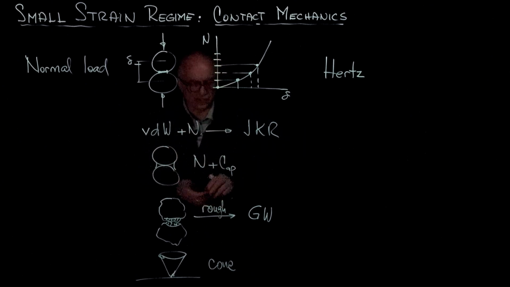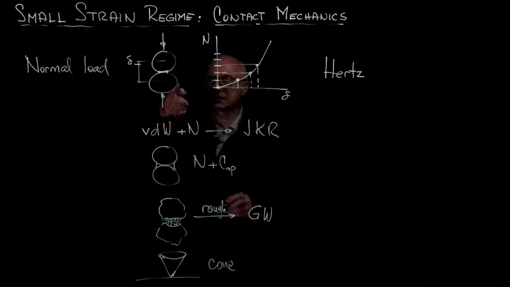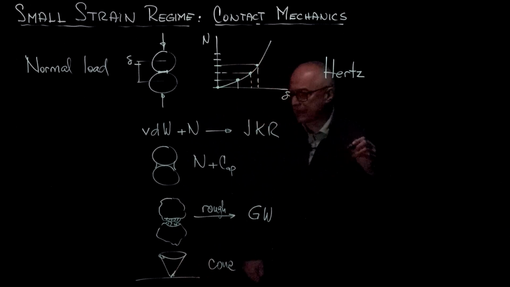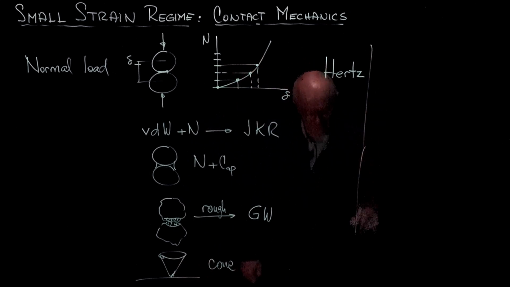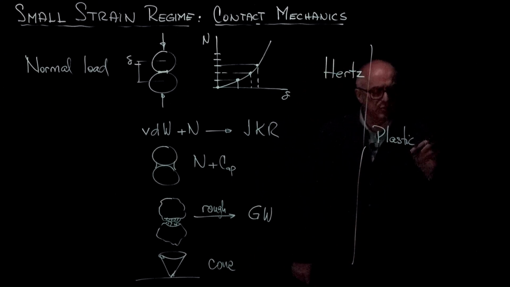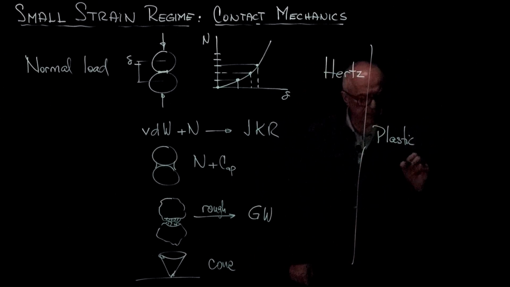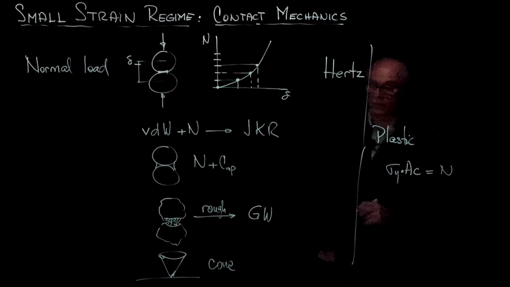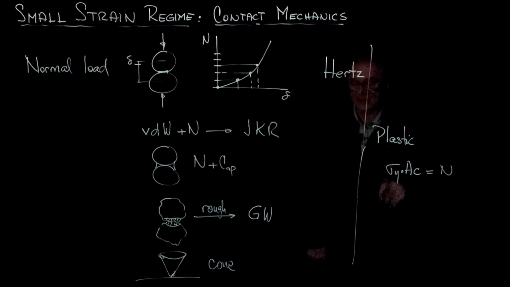The last consideration would be what happens when contacts yield, where in the case of plastic deformation, now we can pretty much guess what will be the size of the contact, because the size of the contact times the yield stress will be equal to the applied normal force. Therefore, we can make a rough estimate of the size of contacts that have yielded.